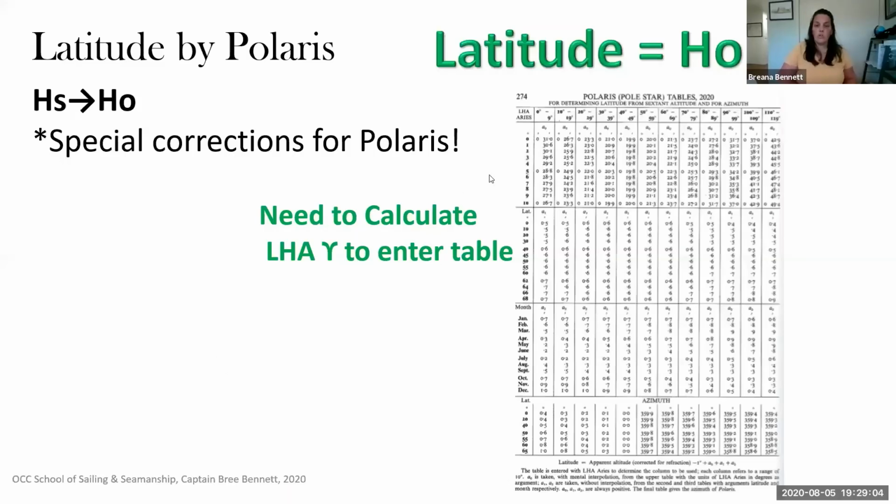In order to enter the table, we need LHA of Aries. So we don't need LHA of the star or anything else. We need LHA of Aries, and we kind of need the ballpark LHA of Aries. So again, we still have to do a little bit of our sight reduction form, but it will be easier.